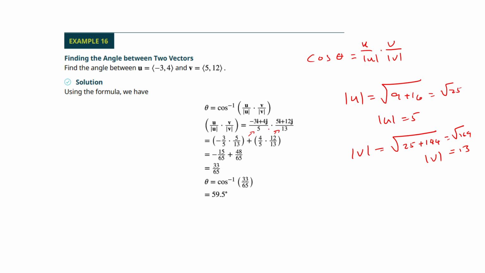Now, the dot product says multiply the x components, multiply the y components, and then add them up. So we do that, and we get 33 over 65. Now, this has created this relationship. This tells us that the relationship between the angle is the cosine. The cosine of theta equals 33 over 65. So we inverse cosine that, and the angle between them is 59.5.